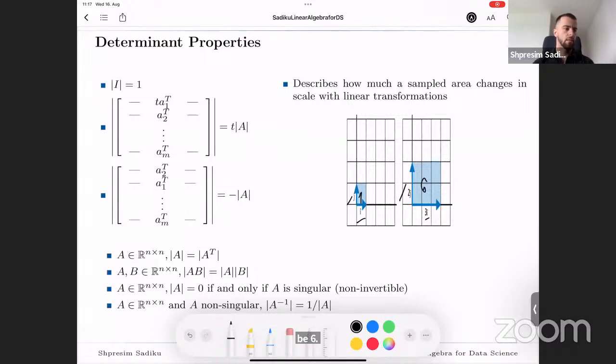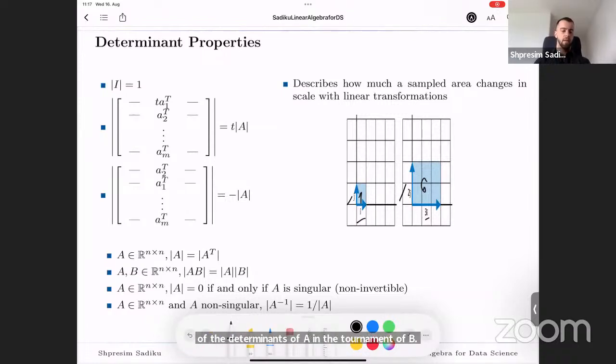All right, so when we increase the area by a factor of 6, this factor is known as the determinant. So determinants describe how much a sampled area in a vector space changes in scale with linear transformation, and this can provide us very helpful information about the transformation itself. Some other properties: the determinant of a matrix A equals the determinant of the transpose of A. If we have two matrices A and B in R^(n×n), then the determinant of the product A times B equals the product of the determinant of A and the determinant of B.